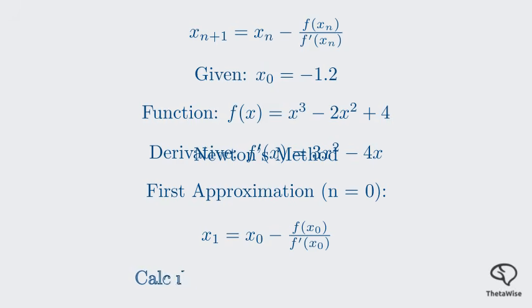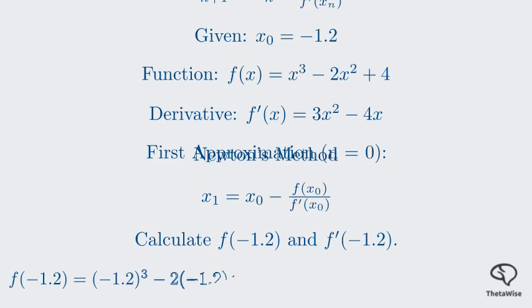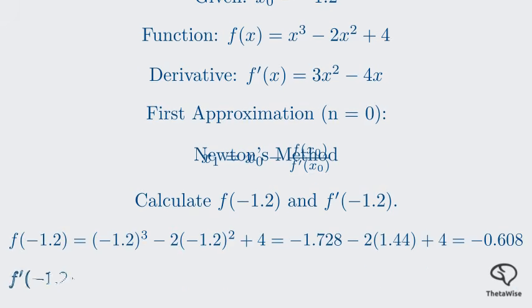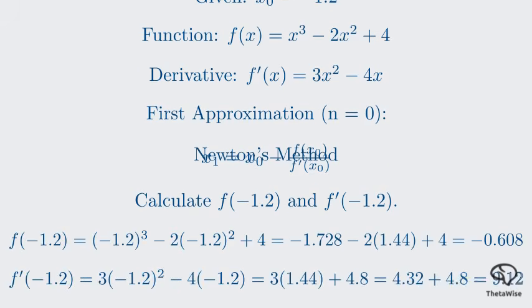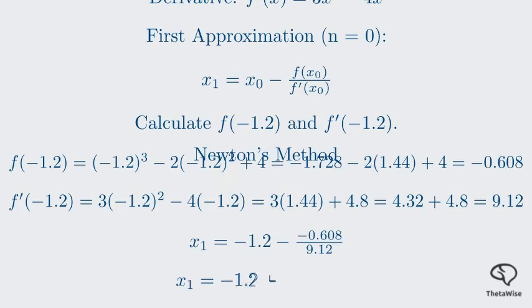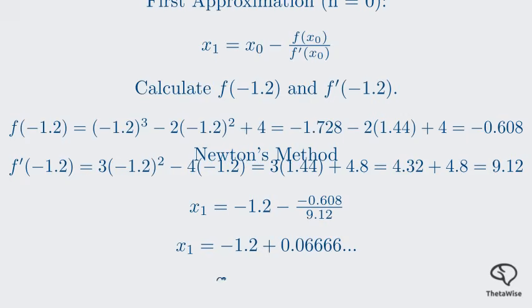We need to evaluate the function and its derivative at our starting point. x0 equals -1.2. f of -1.2 is -0.608. f prime of -1.2 is 9.12. Now we plug these values into the formula. x1 is -1.2 minus -0.608 over 9.12. This simplifies to -1.2 plus 0.0666666, which gives us our first approximation, x1 approximately -1.133.